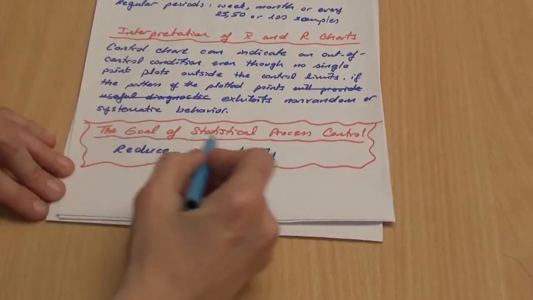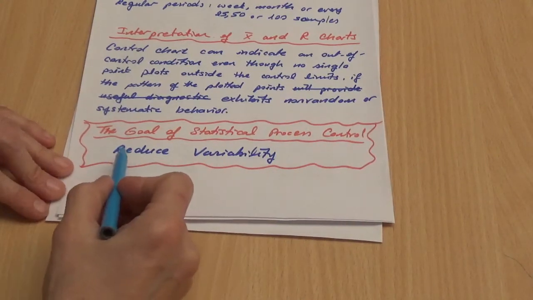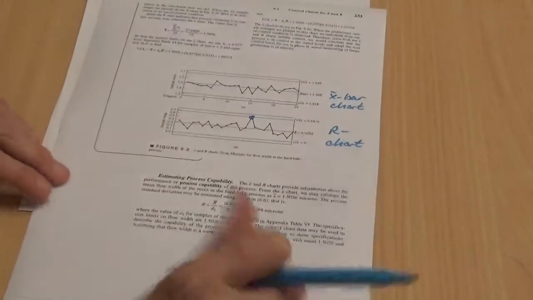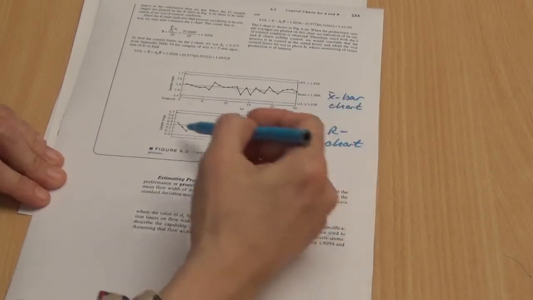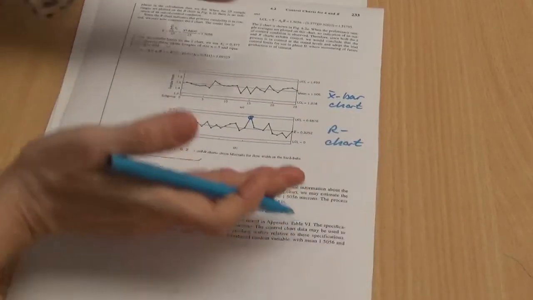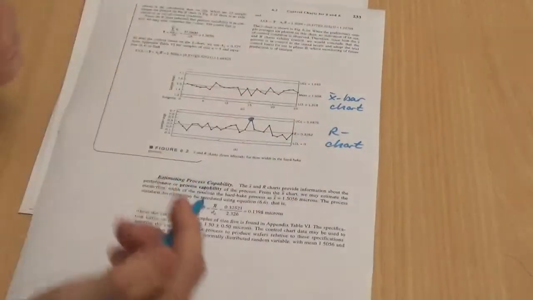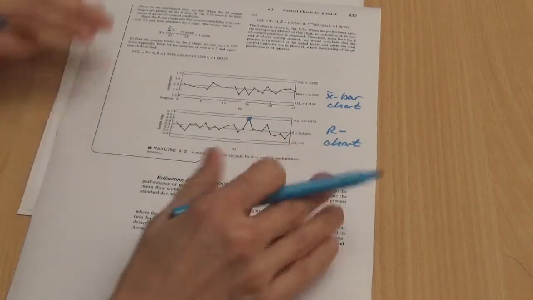The goal of statistical process control is reducing variability. So let's look at this chart again. This is variability. So the more we lower the variability and push the values to the target, the better production we have.